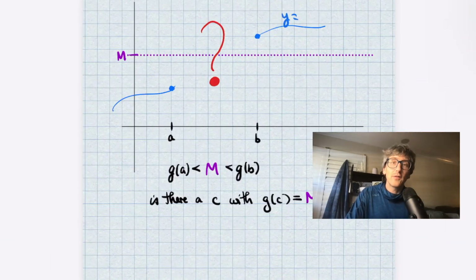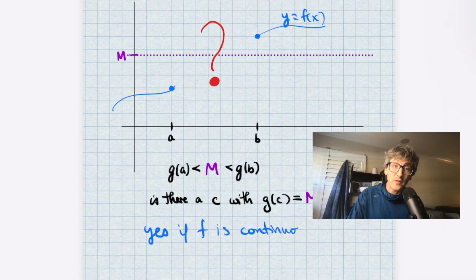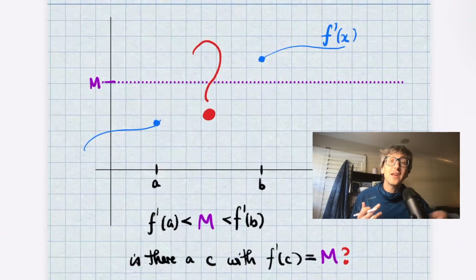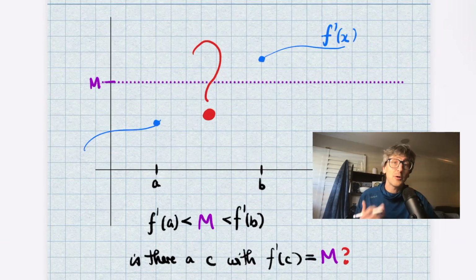And so if this is a graph of y equals f of x, then the answer is definitely yes if the function is continuous. But there's actually another case where it's true, where we don't actually require continuity. And that's the case where we have the graph of a derivative of some function. Now, the derivative of a function doesn't necessarily need to be continuous. It can kind of have some crazy behavior. But as long as it's the derivative of something, we're guaranteed that that graph does have to cross this purple line. And I'm going to go through a proof in this video.